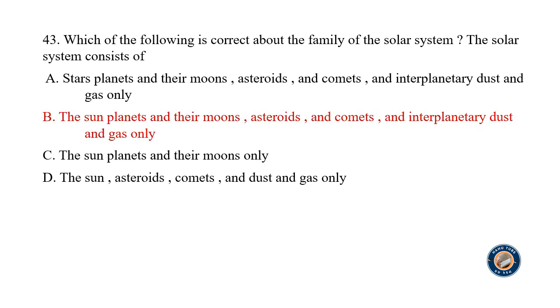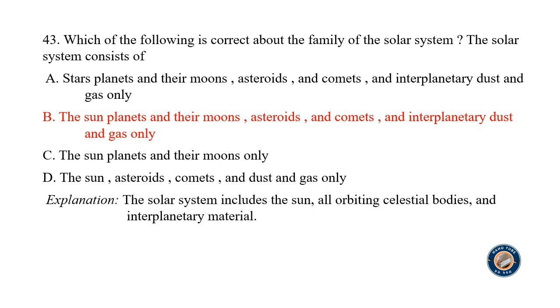The answer will be the sun, planets and their moons, asteroids and comets, and interplanetary dust and gas only. The solar system includes the sun, all orbiting celestial bodies, and interplanetary materials.